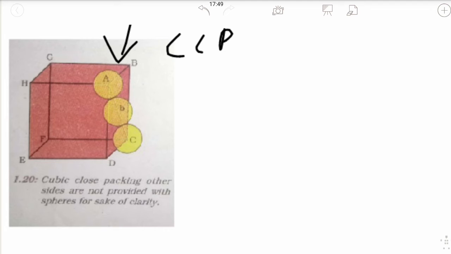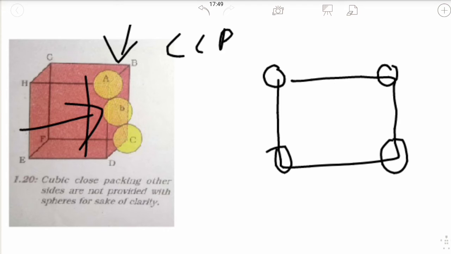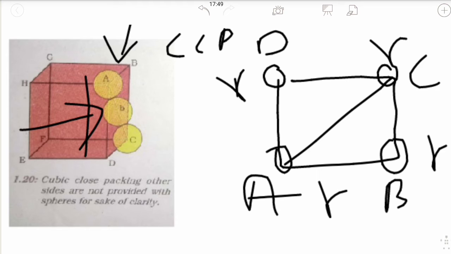When you look at this cubic structure from this side, you will get to see four particles. These are the four particles named A, B, C, D. Let us join A to C. This is the diagonal of the four particles. There will be a radius to each of them, r, r, r. This particle's radius is r.